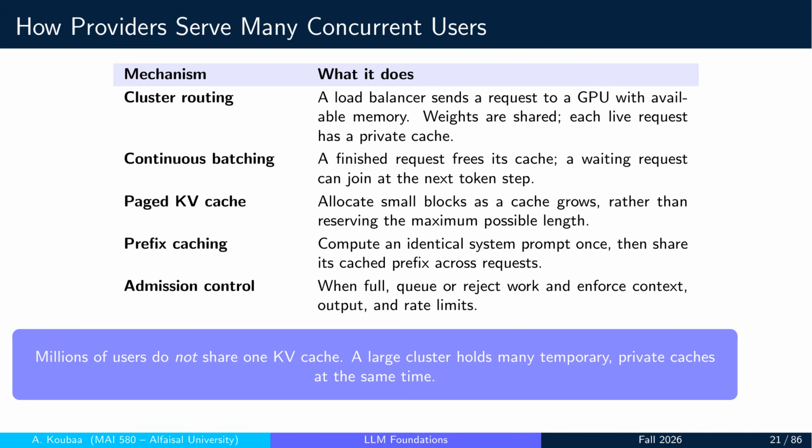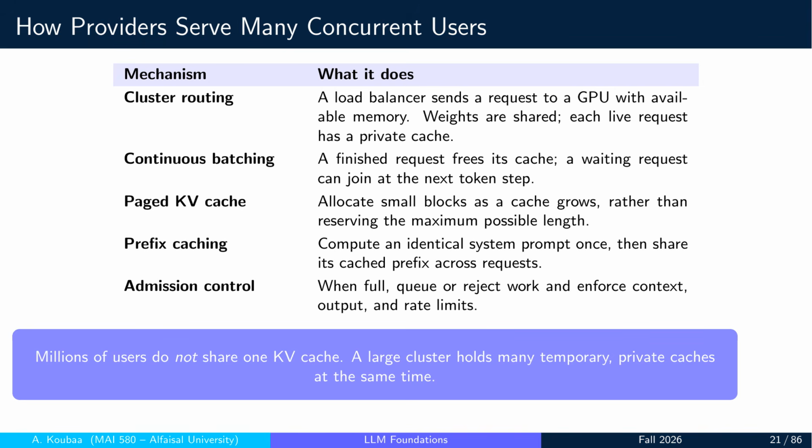The fourth we have already met, prefix caching, computing an identical system prompt once and sharing that cached prefix across requests. That's the same mechanism you exploit from your side by keeping the front of your prompt fixed. And the fifth is admission control, which is the honest one. When the cluster is full, it queues work, rejects work, or enforces limits on context length, output length, and request rate. Every rate limit you've ever hit is this mechanism. It's not a business decision dressed up as engineering. It's the memory arithmetic we did 2 slides ago, surfacing in your API client.